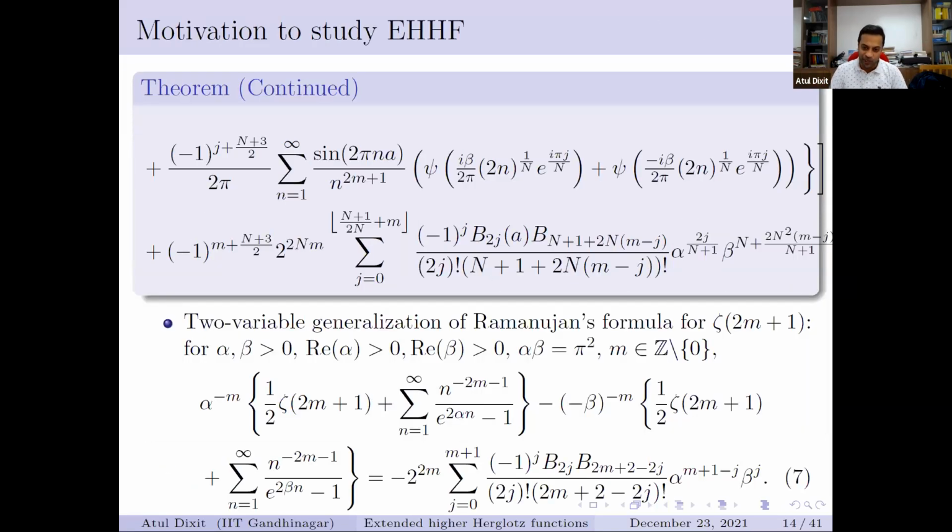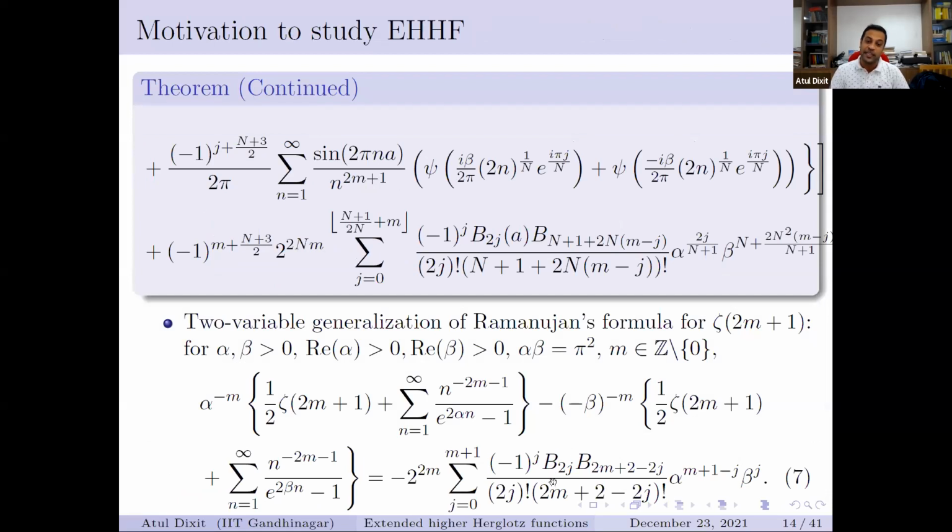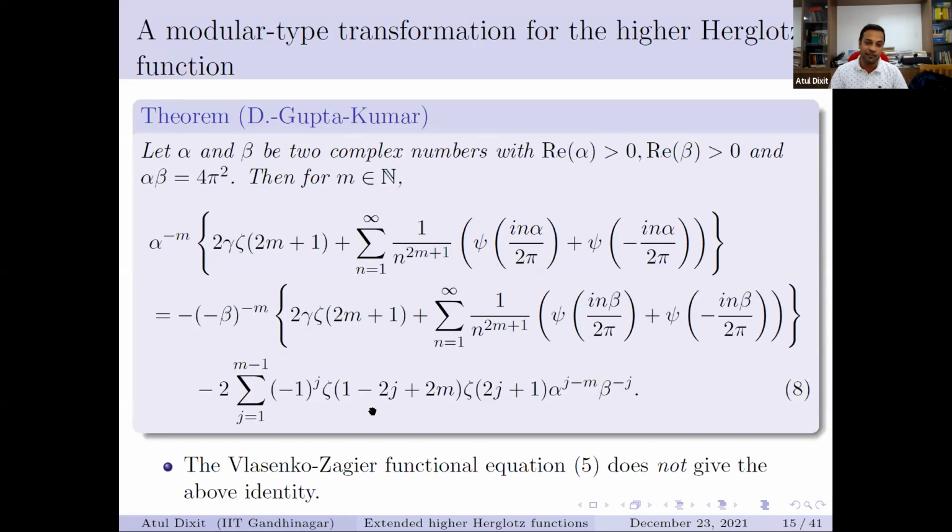So similar to what you have here in Ramanujan's formula, we were able to obtain a very nice result involving these Herglotz functions, or I should say higher Herglotz functions of Radchenko and Zagier. Very similar symmetry you have. On one side, you have alpha, on the other side, you have beta, and then you have a finite sum. But note that in Ramanujan's case, you had even indexed Bernoulli numbers, which are related to zeta values at even arguments. Here you have zeta values at odd arguments, as you can see here.